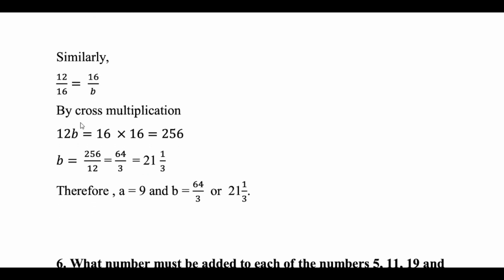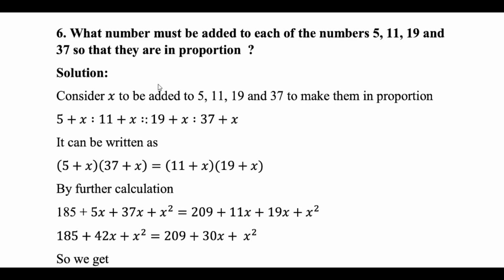Again, similarly, 12 by 16 is equal to 16 by b. Come to the cross multiplication, that is 12 into b is equal to 16 into 16. That comes to 256. So b will be equal to 21 whole 1 by 3. Come to the next problem.